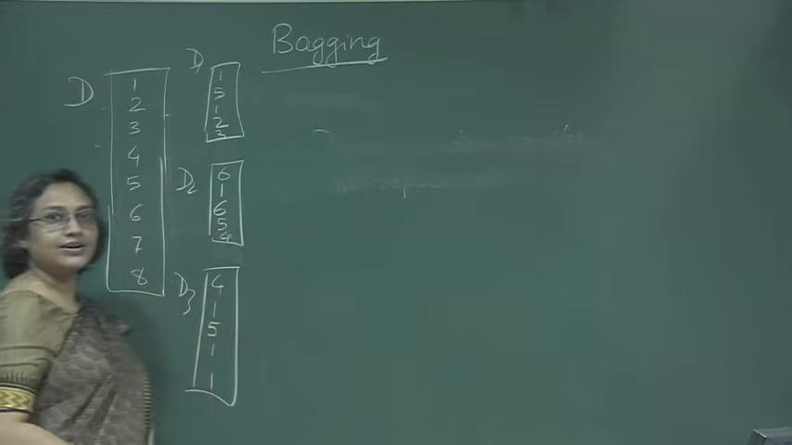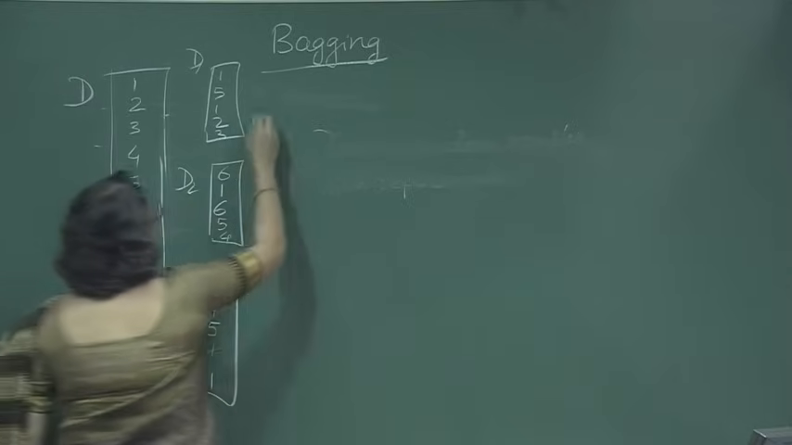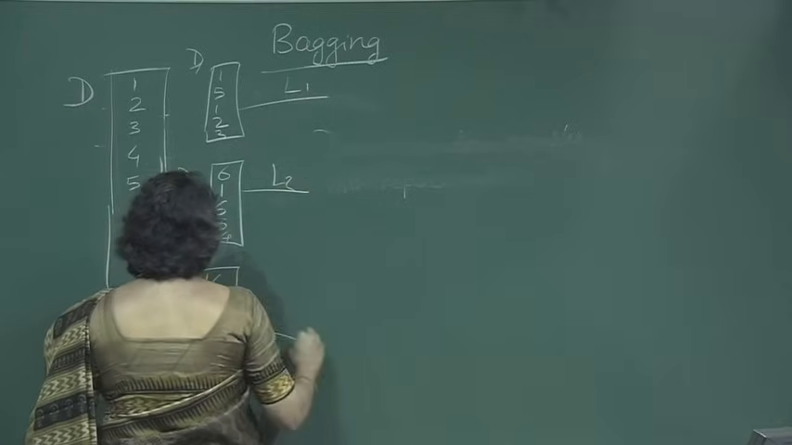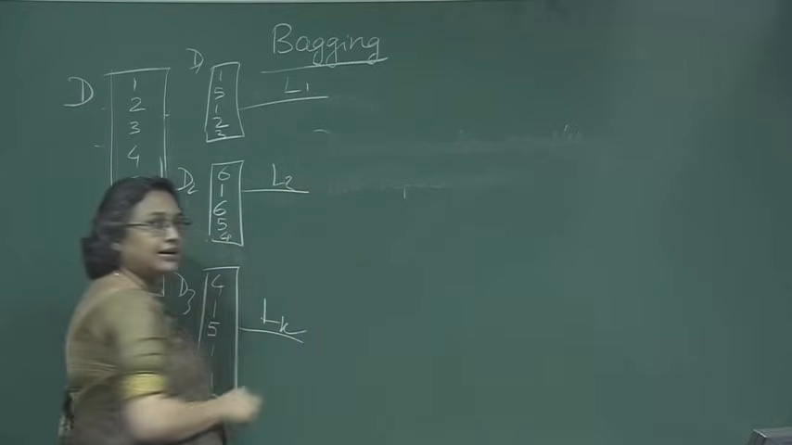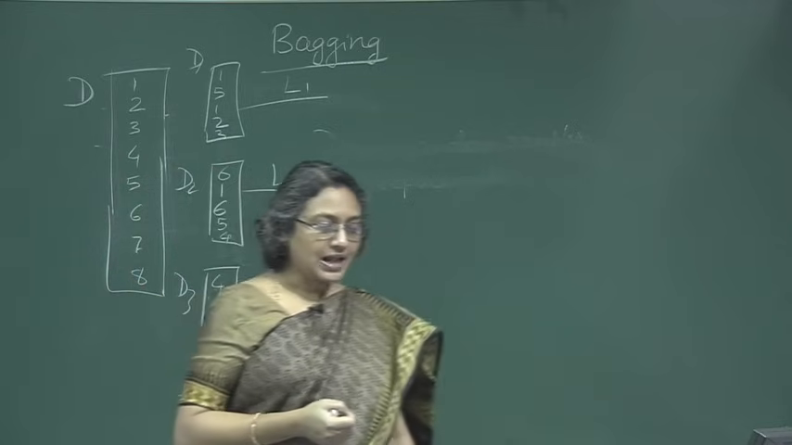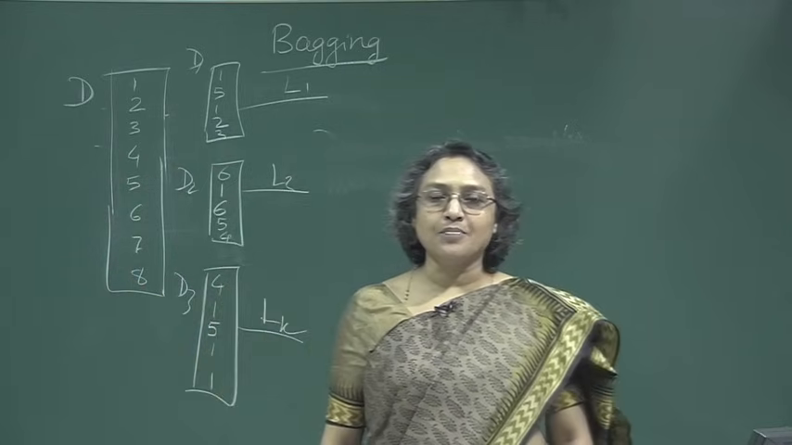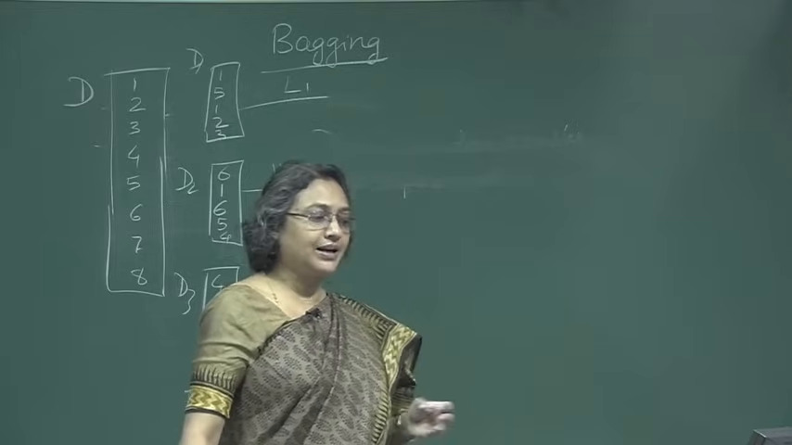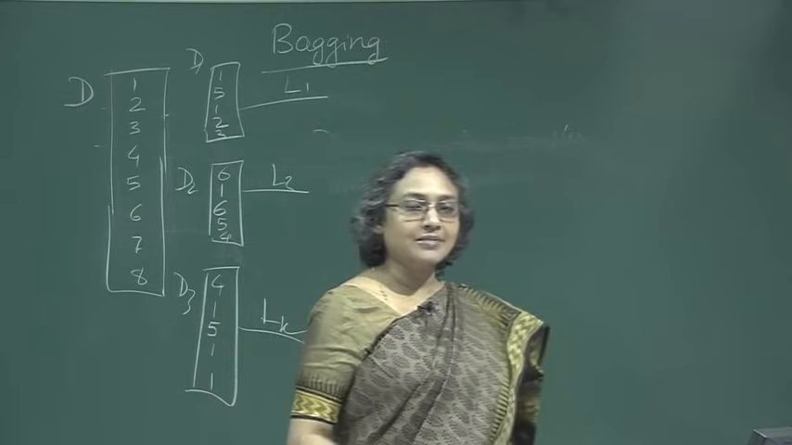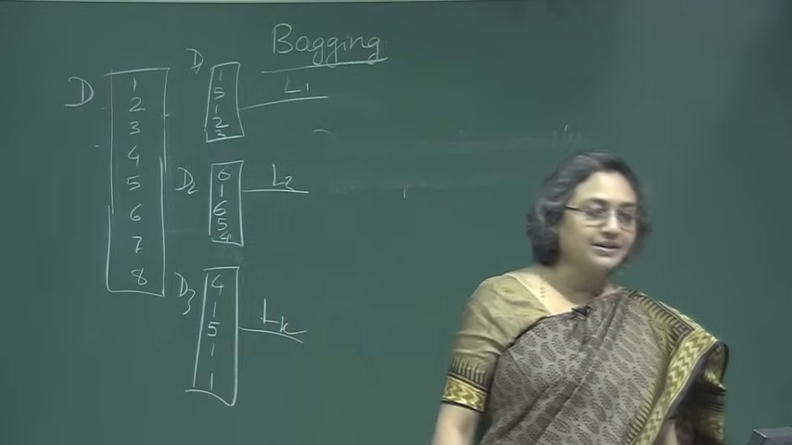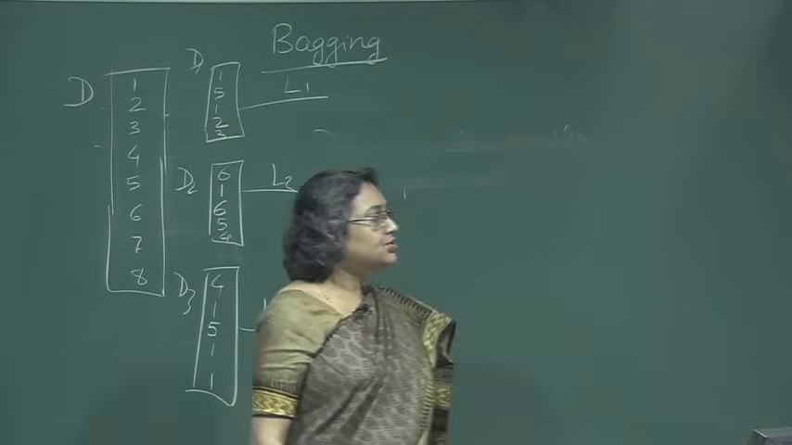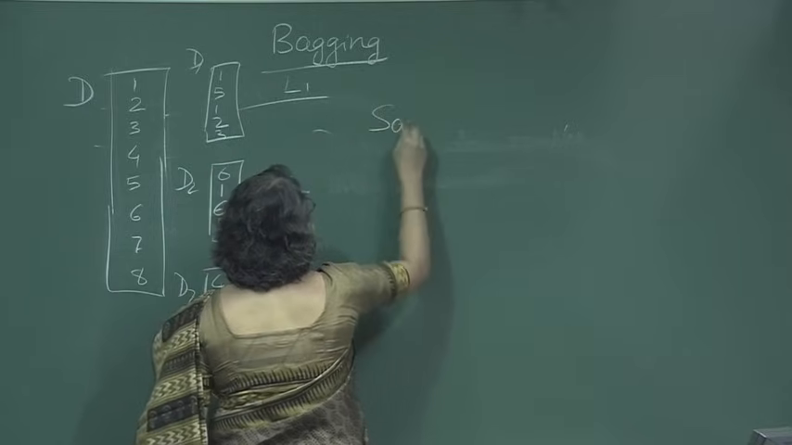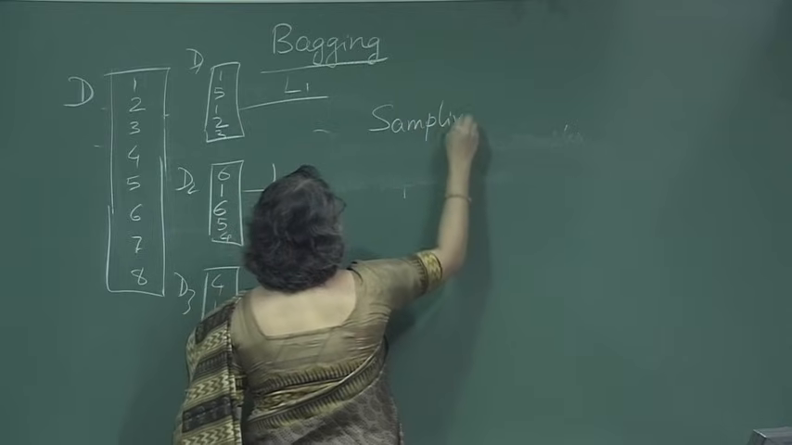So, we get these different data sets, and we train learners L1, L2, up to Lk on these different data sets, and we get a model from each. These models have to be combined by voting. So, we use bootstrapping to generate these k data sets and train a base learner with each, and combine the output by voting. In bagging, we do sampling in order to get these individual data sets. We do sampling with replacement.